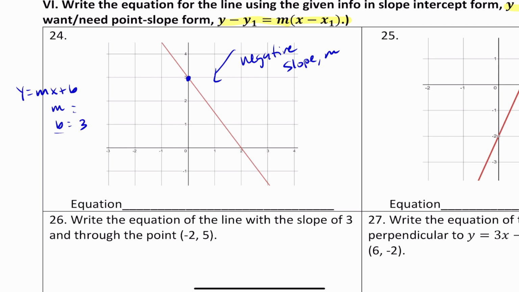And then the slope, it's a negative slope because it's decreasing. I should have a negative sign right in front of the value. So let's see, I'm going down 1, 2, 3, to the right 1, 2, so that's negative 3 over 2. Okay, so y equals mx plus b, y equals negative 3 over 2x plus 3.